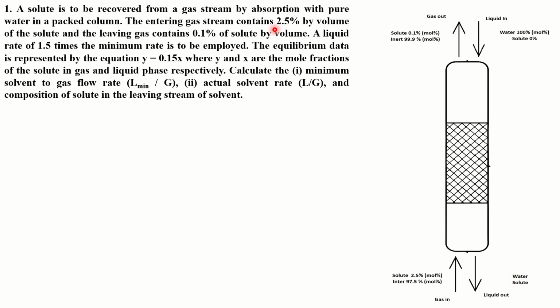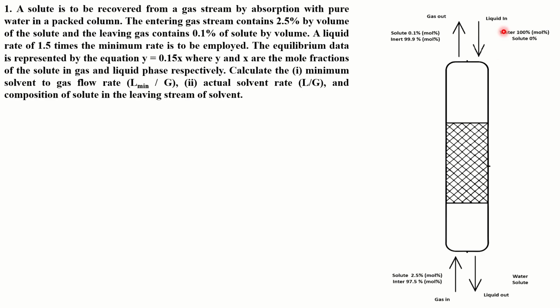So the problem statement gives 2.5% by volume of solute. That means in the inlet stream of gas mixture, 2.5 mole percent is solute and the remaining 97.5 percent is inert components, and the leaving gas contains 0.1% of solute by volume. So in the leaving stream, solute concentration is 0.1% and the remaining 99.9% is inert component. By assuming this is an ideal gas mixture, whatever volume percentage is given can be taken as the mole percentage of components. Then a liquid rate of 1.5 times the minimum rate is to be employed.